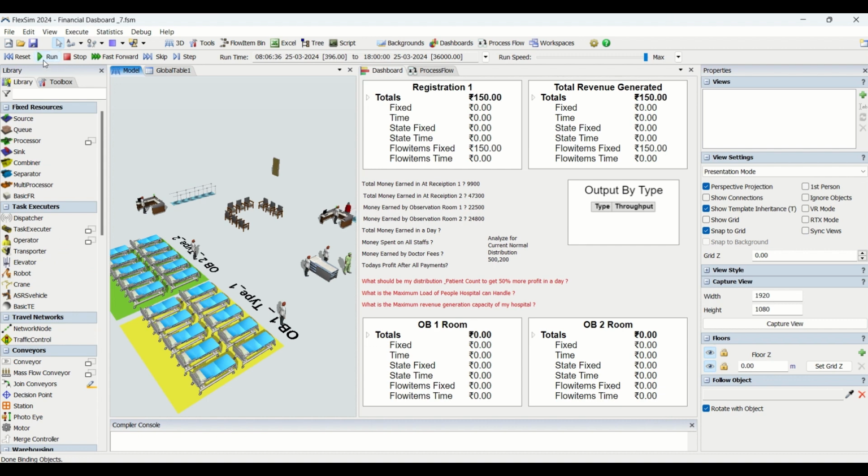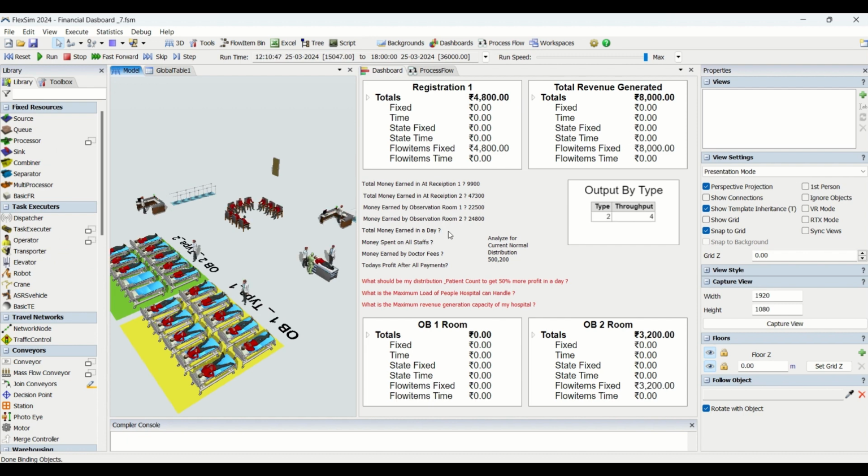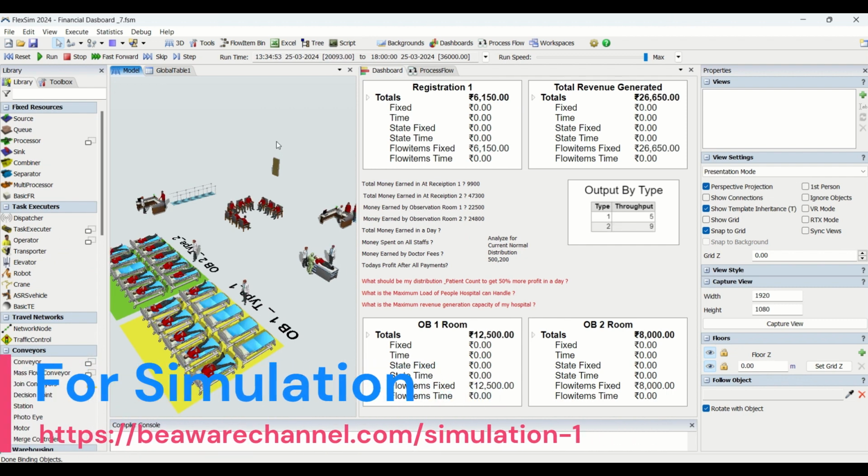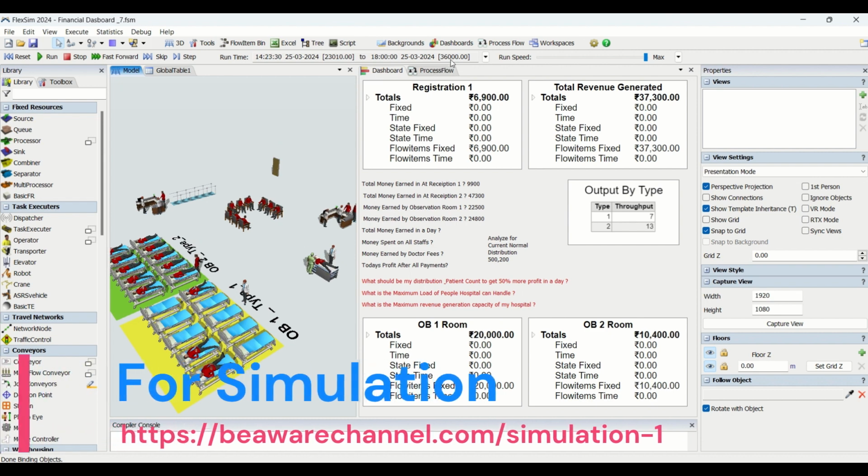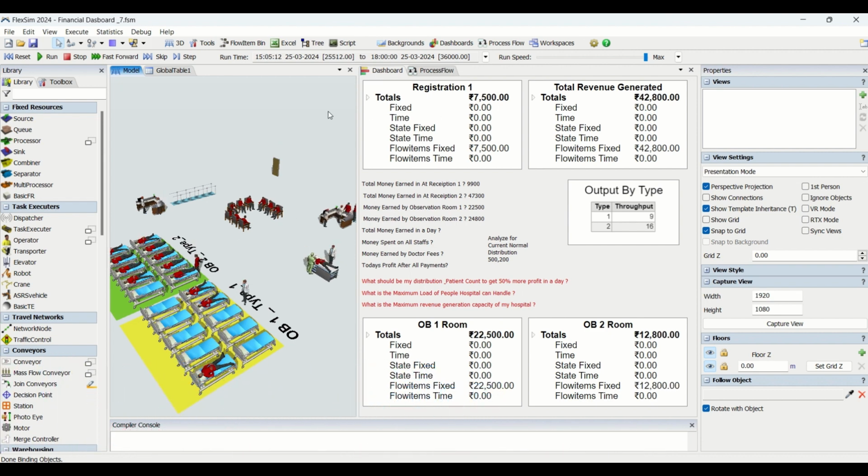So let us now run the simulation model and check what our total revenue generated is, so that we can have that data from our financial dashboards here for the total money earned in a day. Okay, so we are running the simulation model. The model is about to complete 10 hours of runtime in a day, and let us see how much revenue is generated.